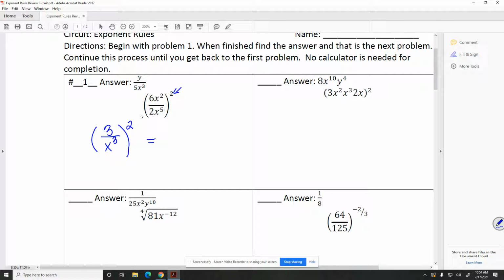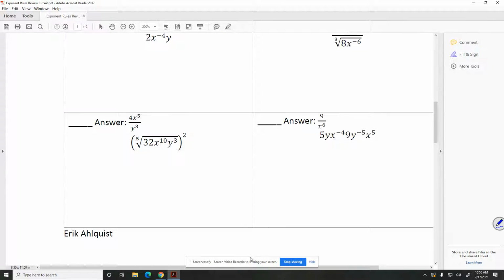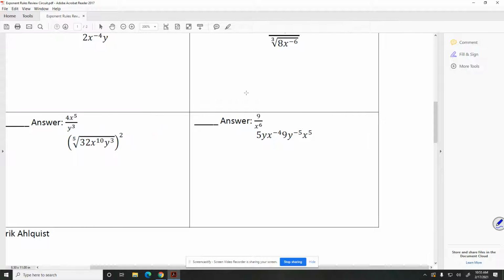And then after that, I'm going to apply the power rule, which means you're going to multiply the exponents. So this would make it 3 squared over x to the 6th. And then the last thing is just say that 3 squared equals 9. So 9 over x to the 6th is our solution, okay? Now, we have to go look at the top of each box and try to find this answer. So if we go all the way down to the bottom of that first page, you see your answer right here. And that means that you're going to do this question next.